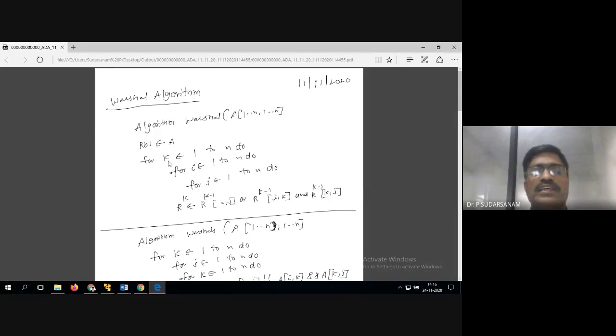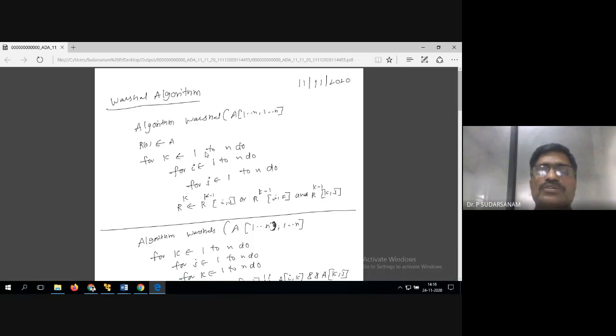What I've done is k is equal to 1 to n, i is equal to 1 to n, j is equal to 1 to n. R of k is equal to R of k minus 1. That means the previous matrix we have done. So in your program, no need to do any previous program. There itself, we'll update it and go. That's it.